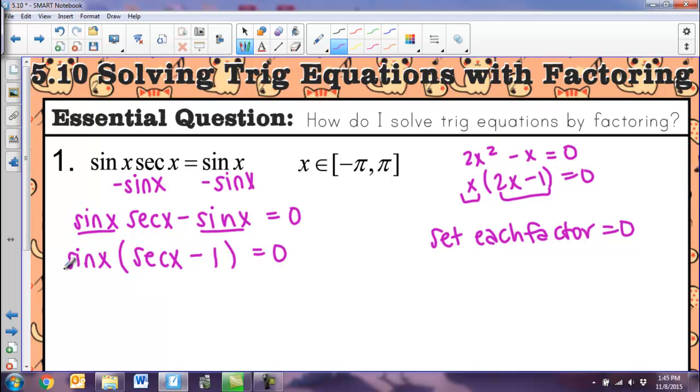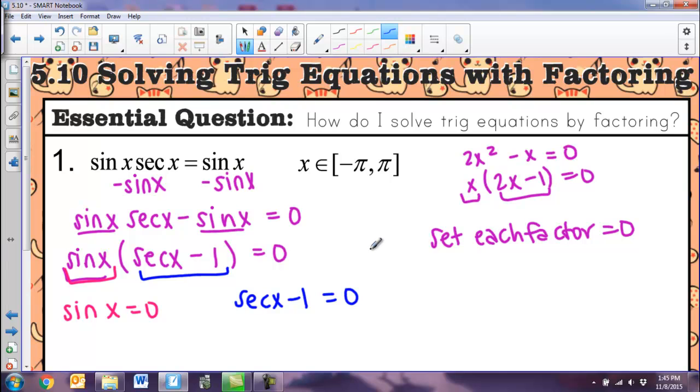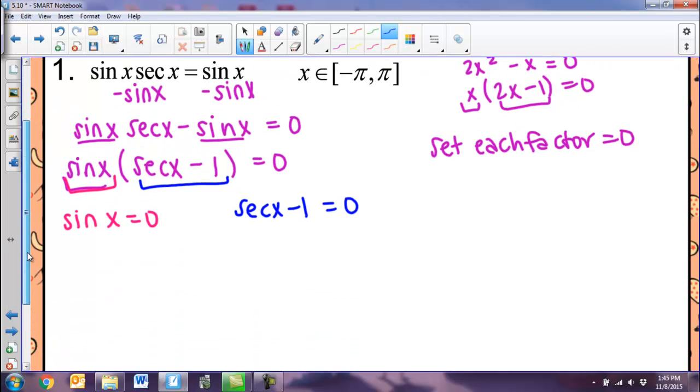So my first factor here would be sine x. I'm going to use a different color. I would have sine x equals 0. And then I would take my second thing, which is the thing in the parentheses, and I would take secant x minus 1 equals 0. So I'm still using that same property as we did when we were just solving quadratics, but here I'm applying it to trig functions. So now at this point, these are two separate problems, and I'm going to go ahead and start with the pink side with the sine x.